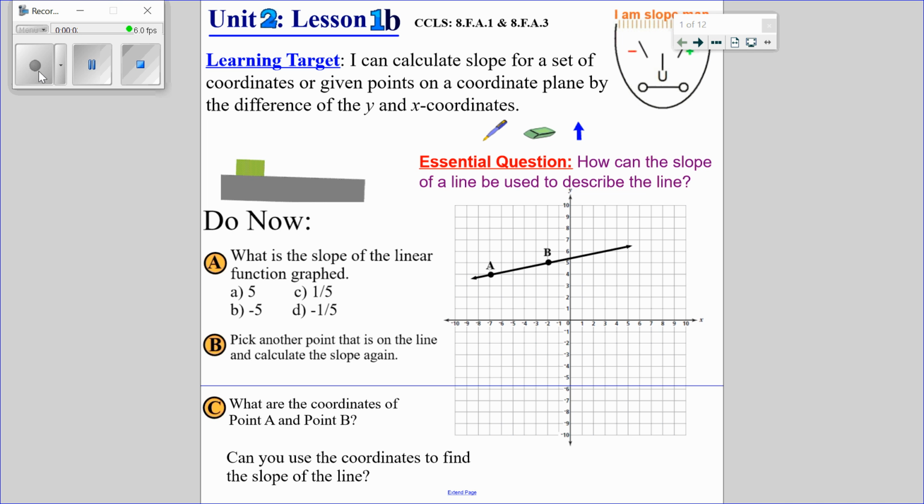Unit 2, Lesson 1B. The learning target: I can calculate the slope for a set of coordinates or given points on a coordinate plane by the difference of the y and the x coordinates. The essential question from Lesson 1A was, how can the slope of a line be used to describe the line?